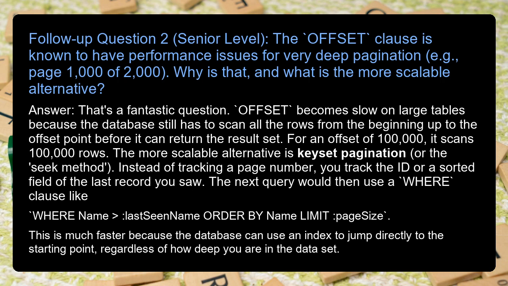The more scalable alternative is keyset pagination, or the seek method. Instead of tracking a page number, you track the ID or a sorted field of the last record you saw. The next query would then use a WHERE clause like WHERE Name > :lastSeenName ORDER BY Name LIMIT :pageSize. This is much faster because the database can use an index to jump directly to the starting point, regardless of how deep you are in the data set.